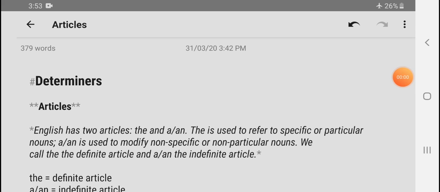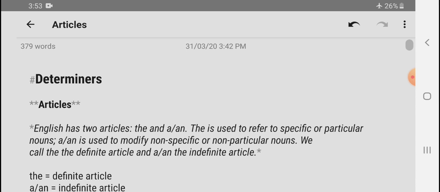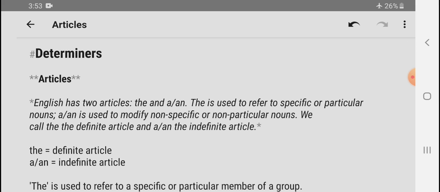Let us now start determiners. Under determiners come articles, and that is what we are going to do right now. In the English language, we have two articles. One is "the," and the other one is "a" or "an." "The" is used to refer to a specific or a particular noun, and "a" and "an" are used to modify non-specific or non-particular nouns.